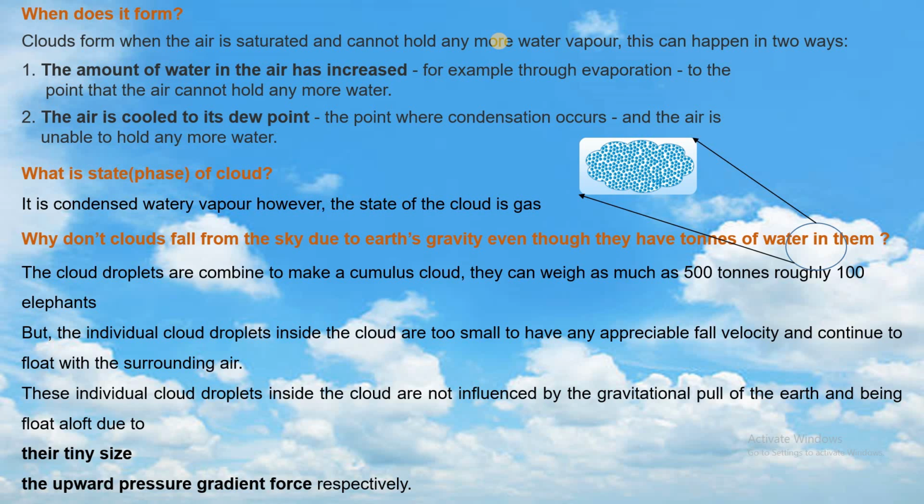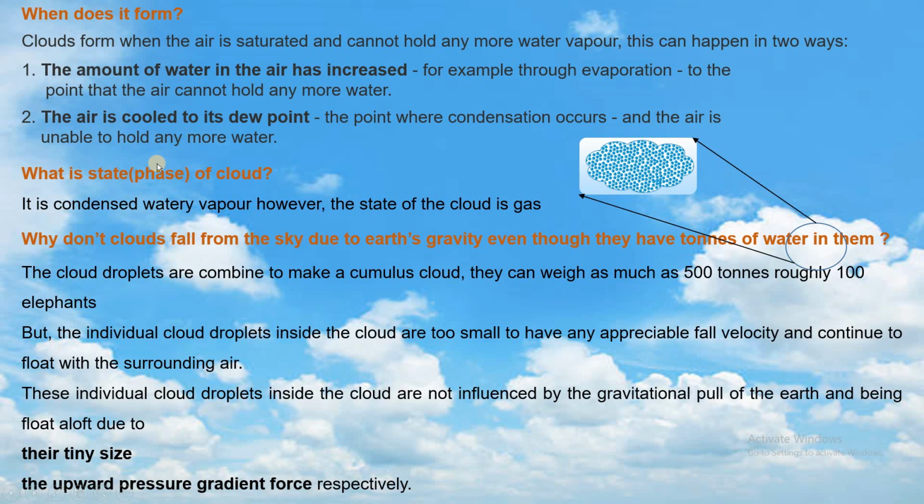So this saturation can happen in two ways generally. When the amount of water inside the air is increased, then the air is said to be saturated. And when the temperature of the air parcel is cooled to its dew point, then also it is said to be saturated. So in these two ways air can be saturated, and once the air is saturated, it starts condensing. Okay, this is how a cloud forms.